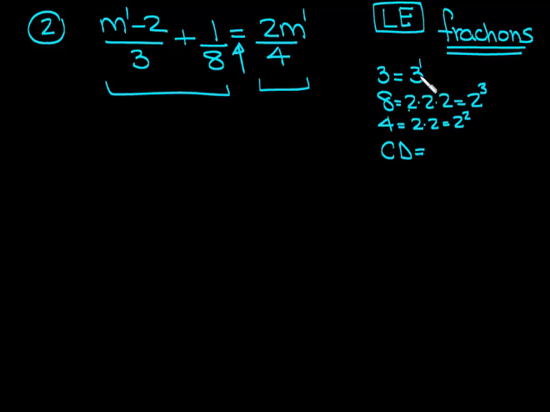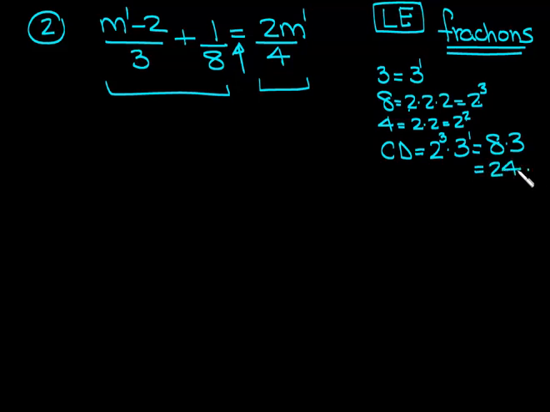My factors are what? 2 and 3. Those are my only two different factors I have here. So you take 2 to the highest power. Out here the power of 2 is 2, out here it's 3, so the highest power is 3. And you take 3 to the highest power, which is just 1. So my common denominator is 2 cubed, which is 8, times 3, which is 24.